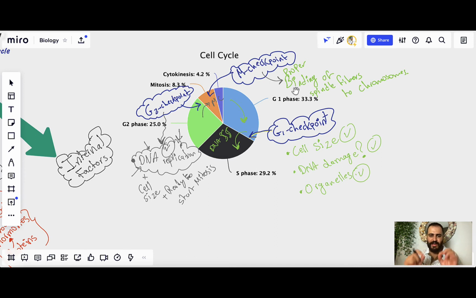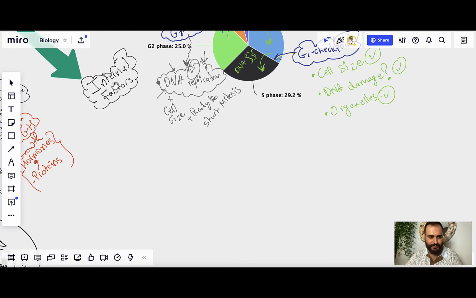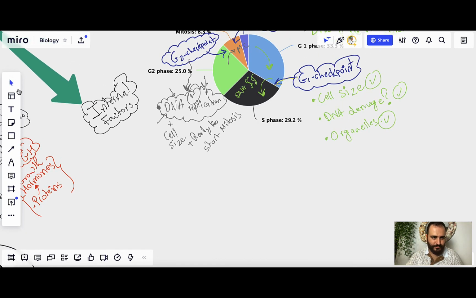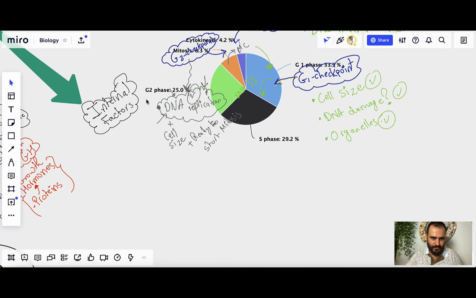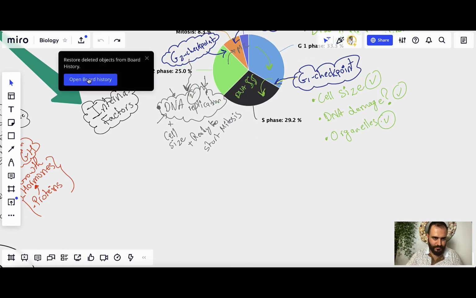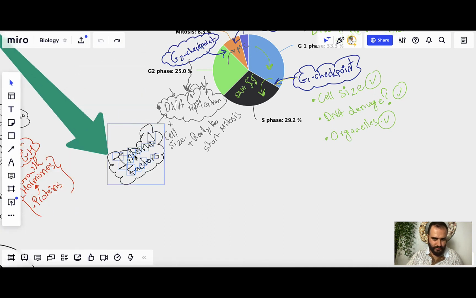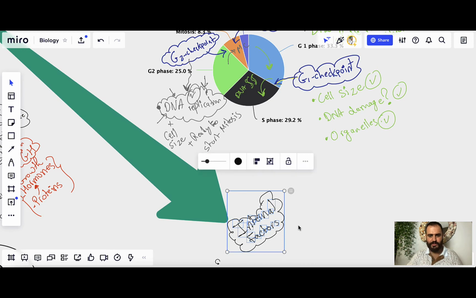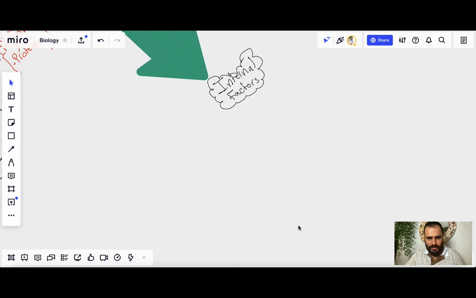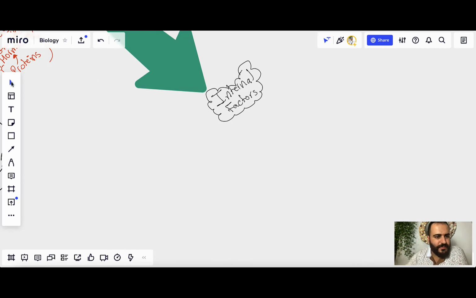But what are the key factors that act in the internal control of the cell cycle? This is what we are going to discuss now. So let's take internal factors. So again here, the internal factors will either activate or inhibit the cell division.